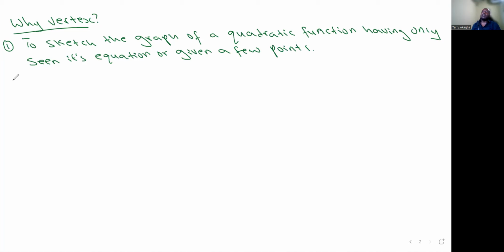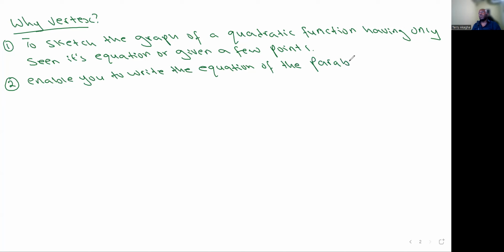So it's important to know how to find the vertex, and also it will enable you to write the equation of the parabola, given only limited information about it.